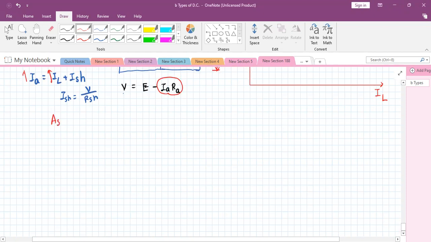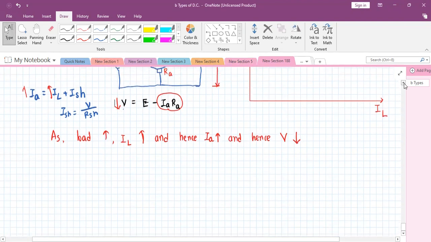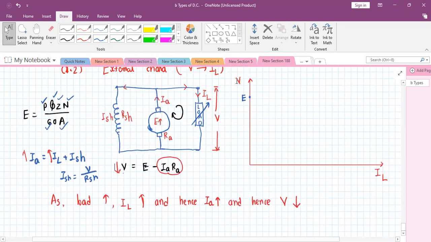Okay, so here I can say that as load is increasing, IL is increasing, and hence IA is increasing, and hence V will be decreased. So the graph looks like this. V is decreasing. This is on the y-axis, you are taking the V.